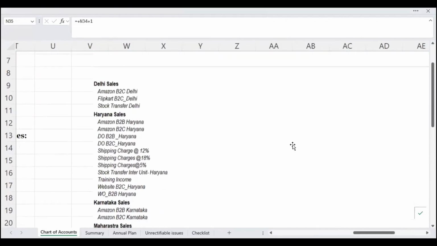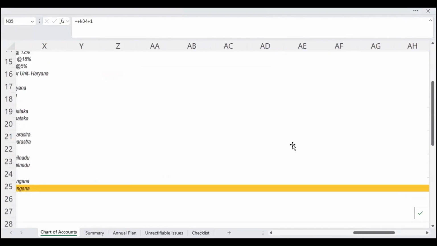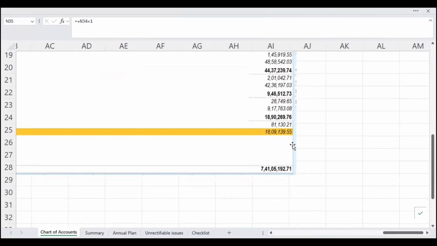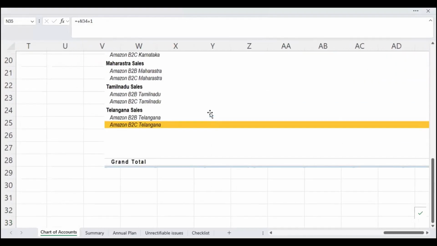This is one client where we maintain the sales data. Assuming that when someone asks, what is your turnover? My total turnover is 7 crore 41 lakh 5,000. This is for a particular month. So in a particular month, my turnover is 7 crore 41 lakhs. But this is not for one state alone.